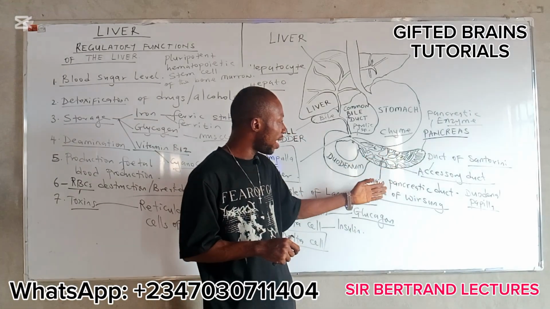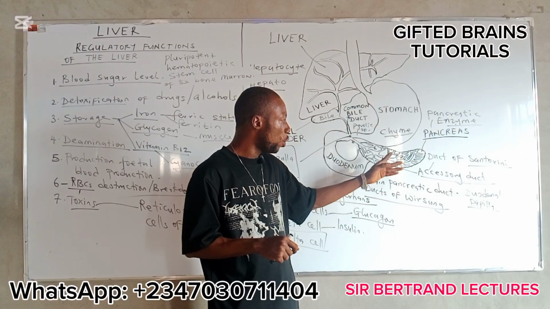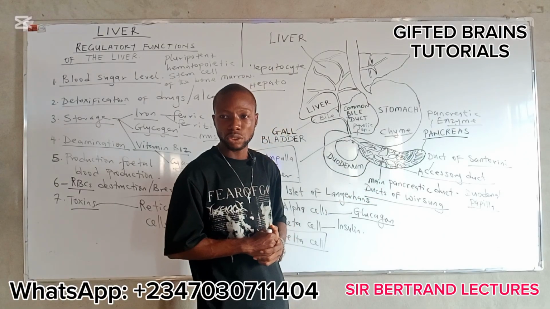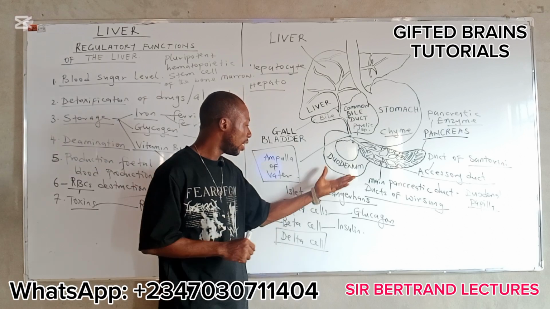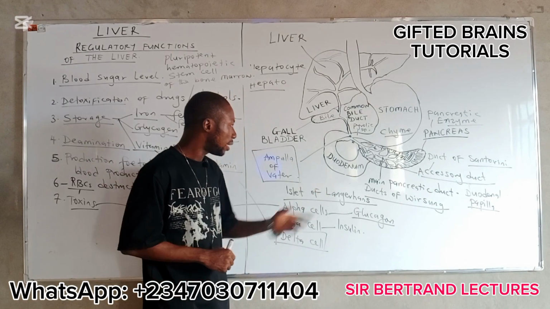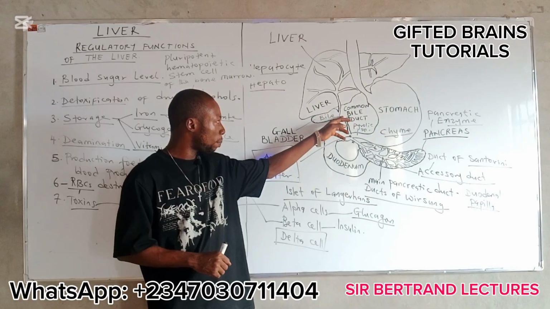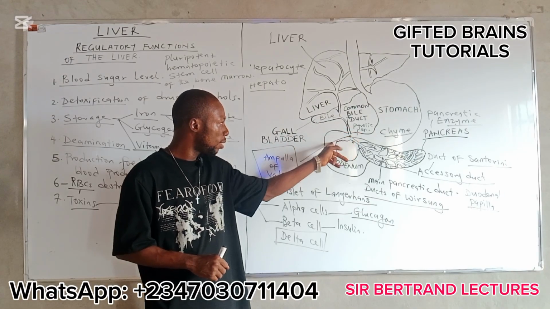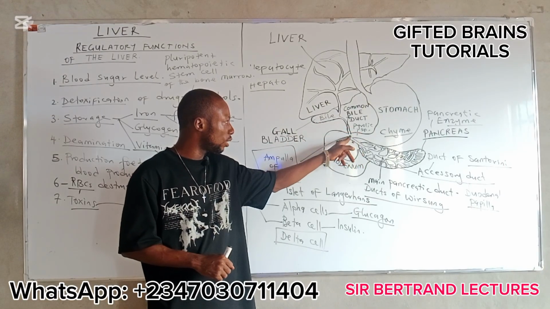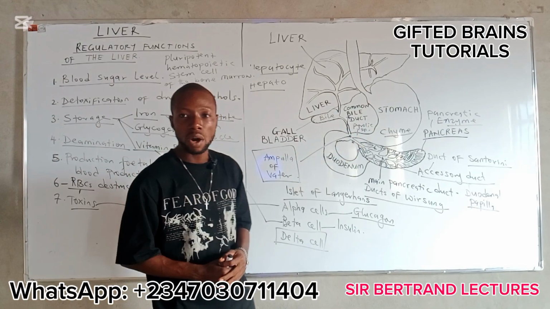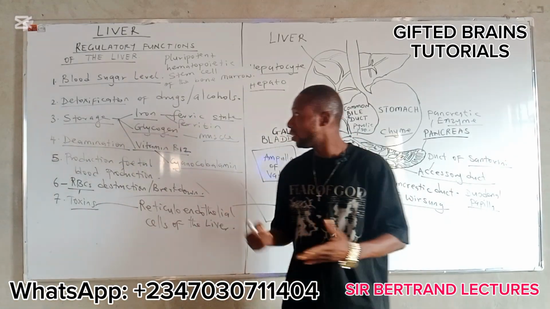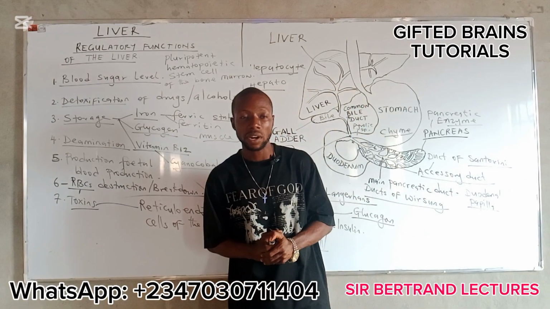Then we have the duct of Santorini, which is known as the accessory duct of the pancreas, or you can call it the minor pancreatic duct. Here is the duodenum. Then the major part where the bile ducts, the duodenum, the pancreatic duct, and the pyloric sphincter of the stomach meet is known as the ampulla of Vater. This is all we have for now.